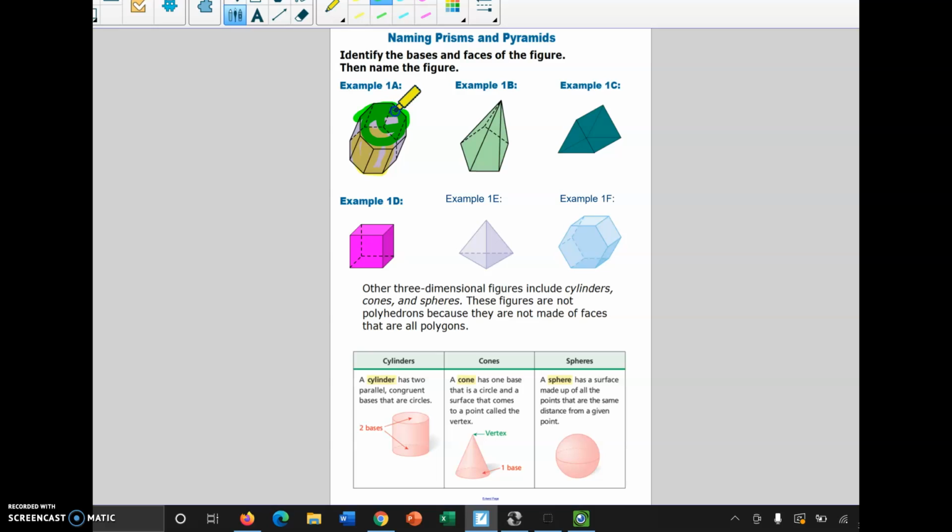Okay, so those are my two parallel bases. If I'm naming the bases, these are 8-sided. If I count it, that's 8 sides. It looks like an octagon. It's like a stop sign.